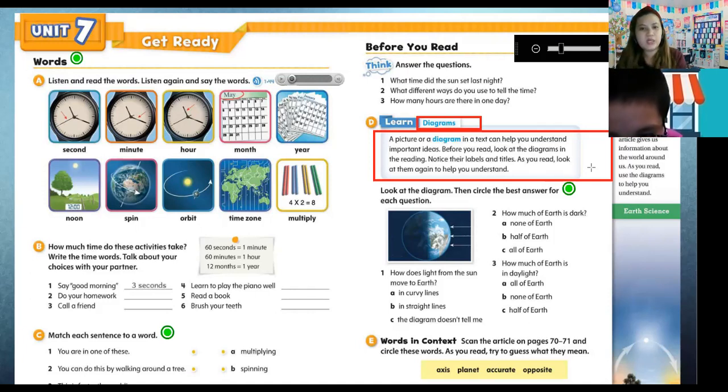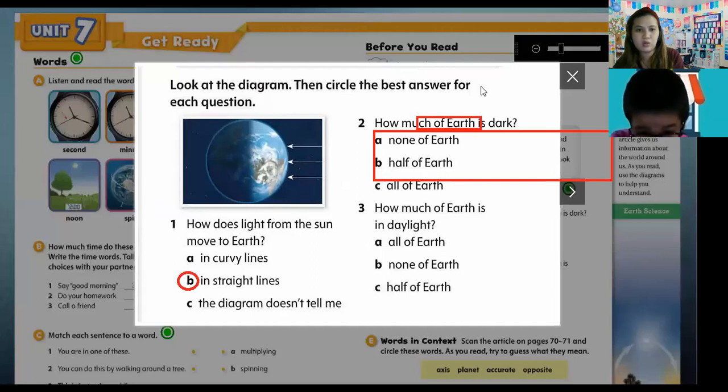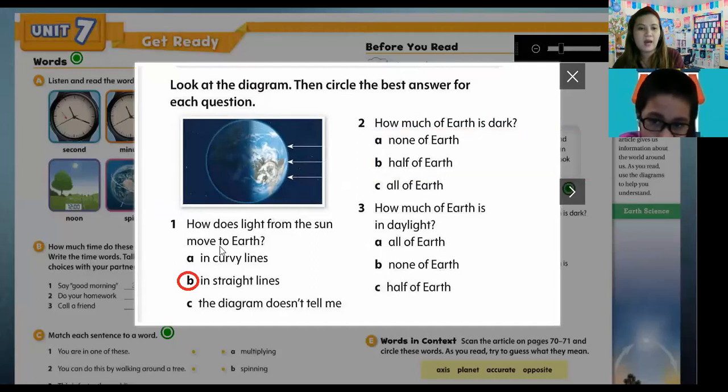And look at the diagram. As you can see, there are labels and titles. Okay, there are labels. Look at the arrow. That's the labels. So now, let's try to look at the diagram. Circle the best answer for each question. So number one, how does light from the sun move to Earth? The answer is in straight lines. So the light from the sun moves to Earth in straight lines.